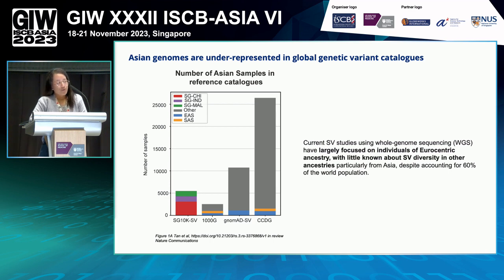Currently, there are many large consortiums around the world that profile the structural variations across individuals of different populations. However, these databases are mainly Eurocentric. Asia, with a population size which accounts for 60% of the world population, is underrepresented in these databases, and therefore very little is known about the genetic diversities in Asians.